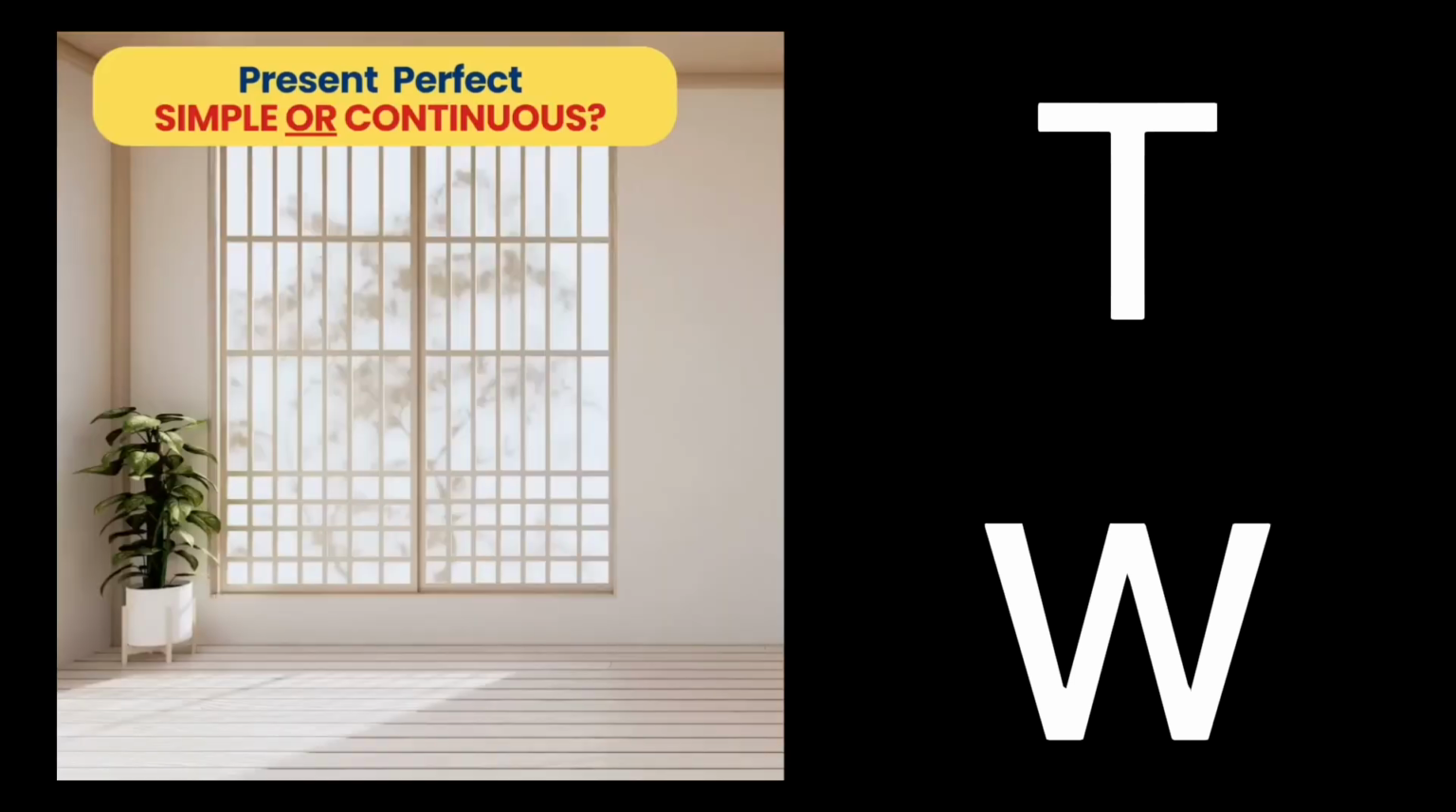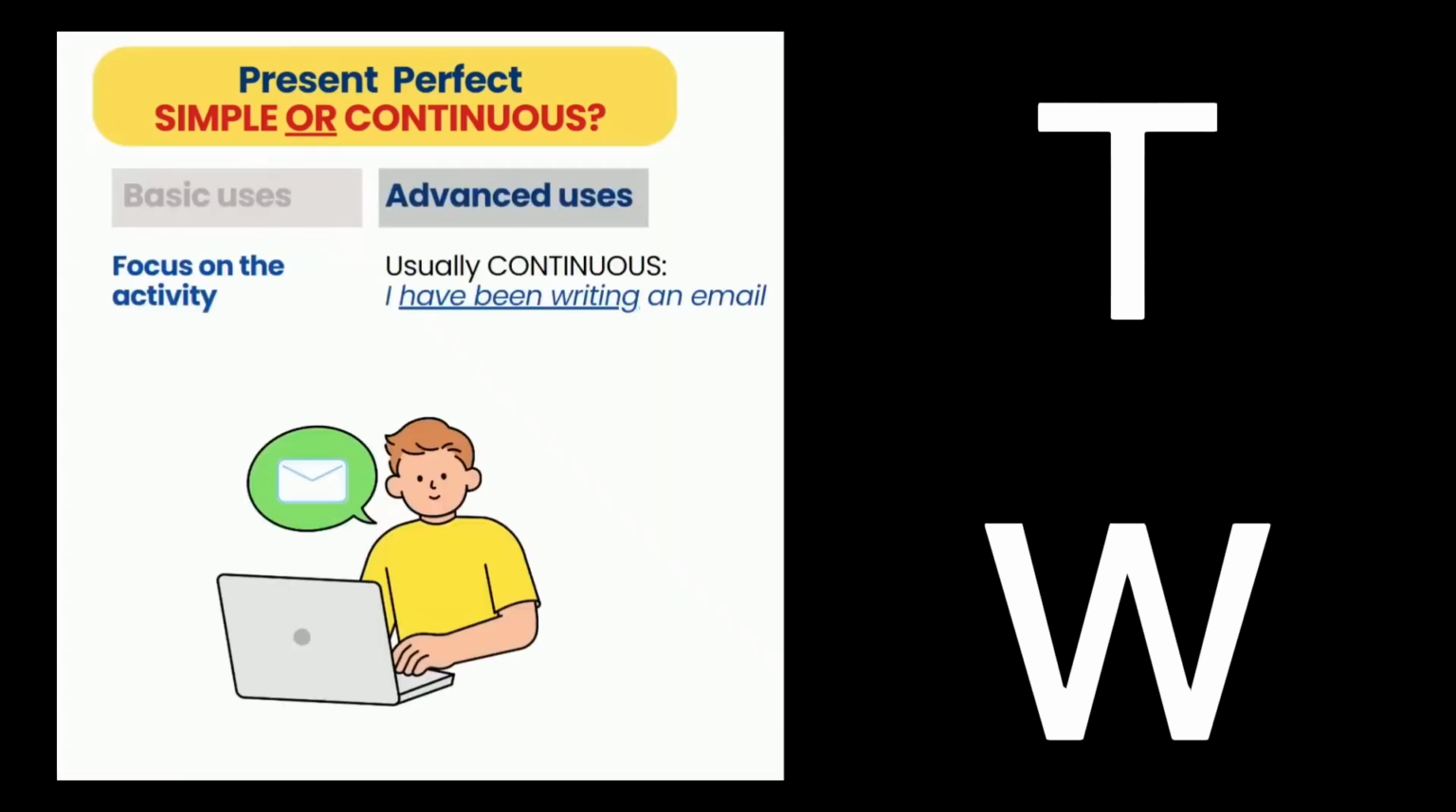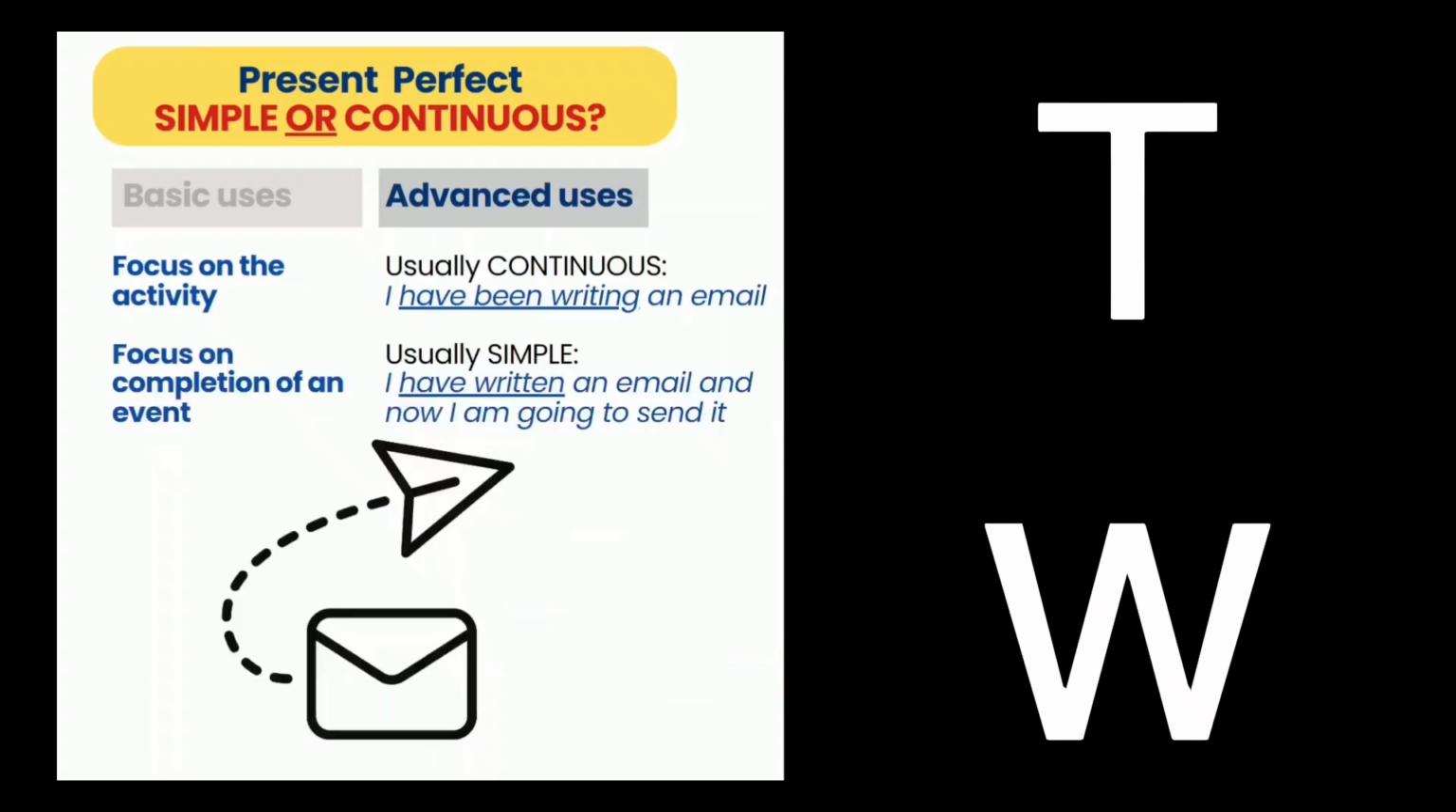Now let's look at whether you use the simple form or the continuous form. And this is where it gets more advanced. Firstly, when we focus on an activity, we usually use the continuous form. I have been writing an email. Let's look at the next one before we compare them together.